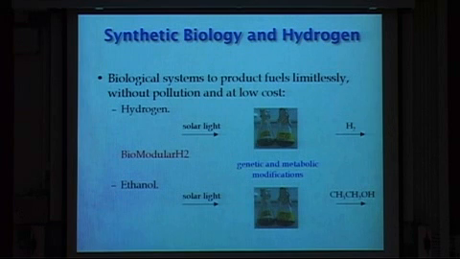The particular area that I'm involved in synthetic biology is primarily the production of biofuels, and in particular using cyanobacterial chassis for the production of biohydrogen. And of course, hydrogen can be produced in other types of organisms. You can make it in E. coli through fermentative processes, for example.